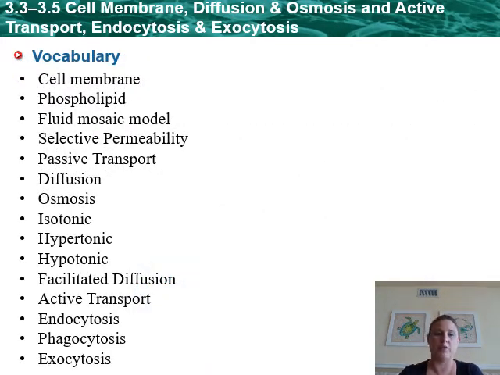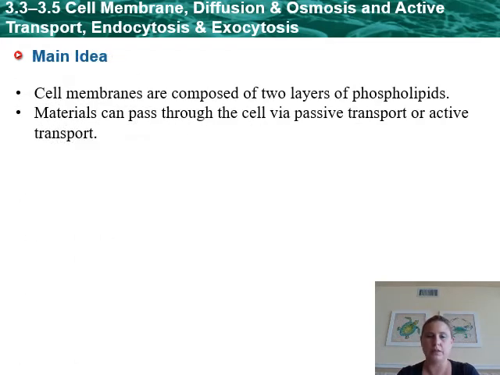Our vocabulary: we've got cell membrane, phospholipid, fluid mosaic model, selective permeability, passive transport, diffusion, osmosis, isotonic, hypertonic, hypotonic, facilitated diffusion, active transport, endocytosis, phagocytosis, and exocytosis. All right, so our main ideas. We have cell membranes are composed of two layers of phospholipids, and materials can pass through the cell via passive transport or active transport.